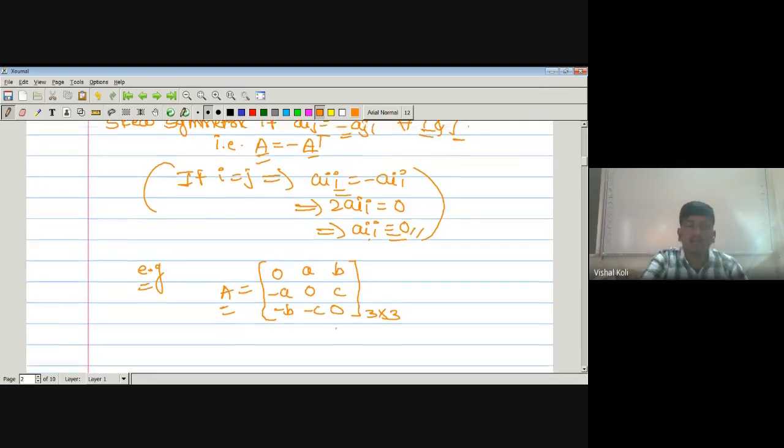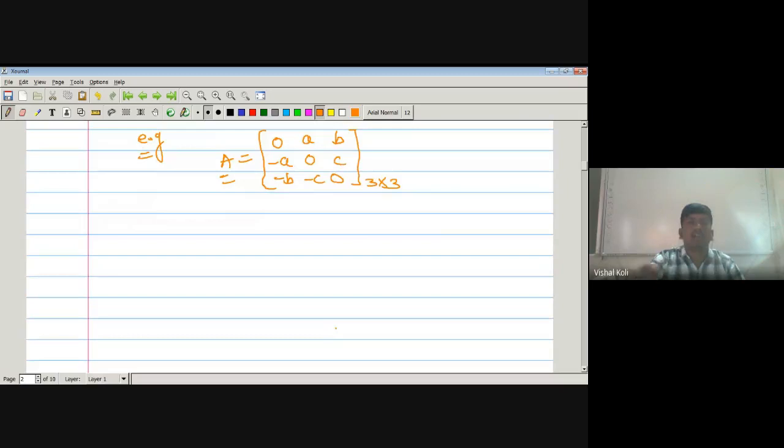Now here we have given one matrix A. Now its transpose is nothing but, which implies A transpose will be equal to first row as first column 0, A, B, minus of A, 0, C, minus B, minus C, 0. Now here A is not equal to A transpose, therefore this given matrix is not a symmetric matrix.